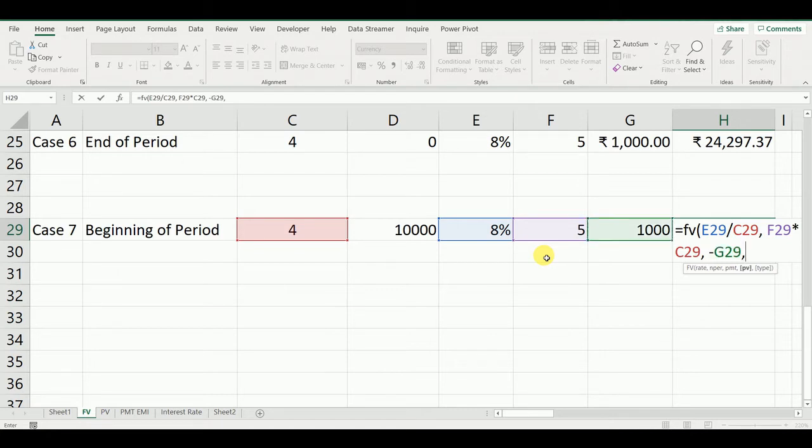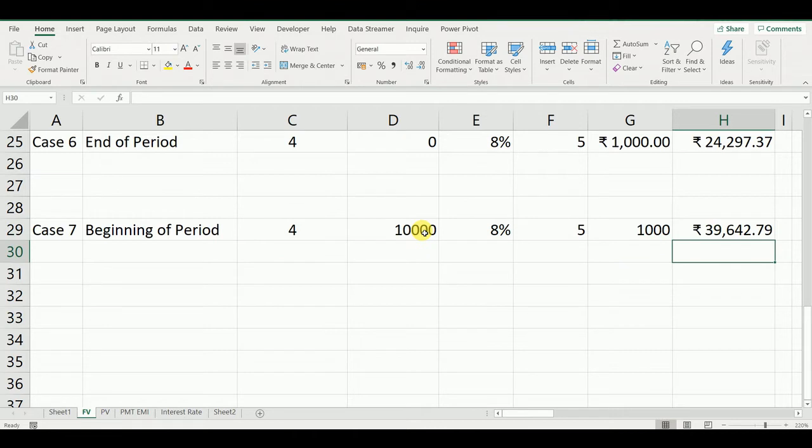In this, now we will give present value also. So here we will give 10,000, this is also with a minus, and now we are investing at the beginning of the period, so we will type 1 and close the bracket. So in this case, we have invested 10,000 rupees today and 1,000 per quarter at the beginning of the period. So we are getting 39,642.